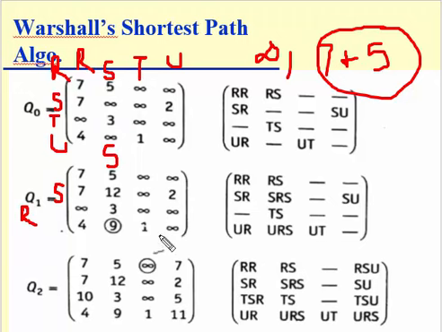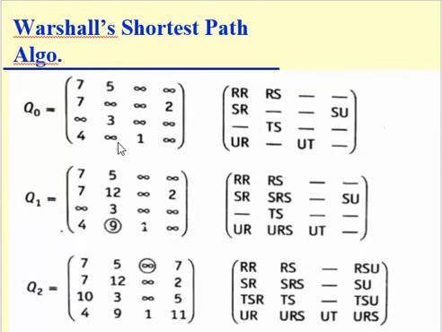While finding these entries, you need to refer to the previous matrix. So while finding Q1, I need to use this matrix Q0. Okay. So which one is minimum? 12. So I will write down 12 over here. Okay. You take one more entry. This is U to S. So previously, if you want to go directly from U to S, what is the distance? That is your infinity. You can check the graph also.